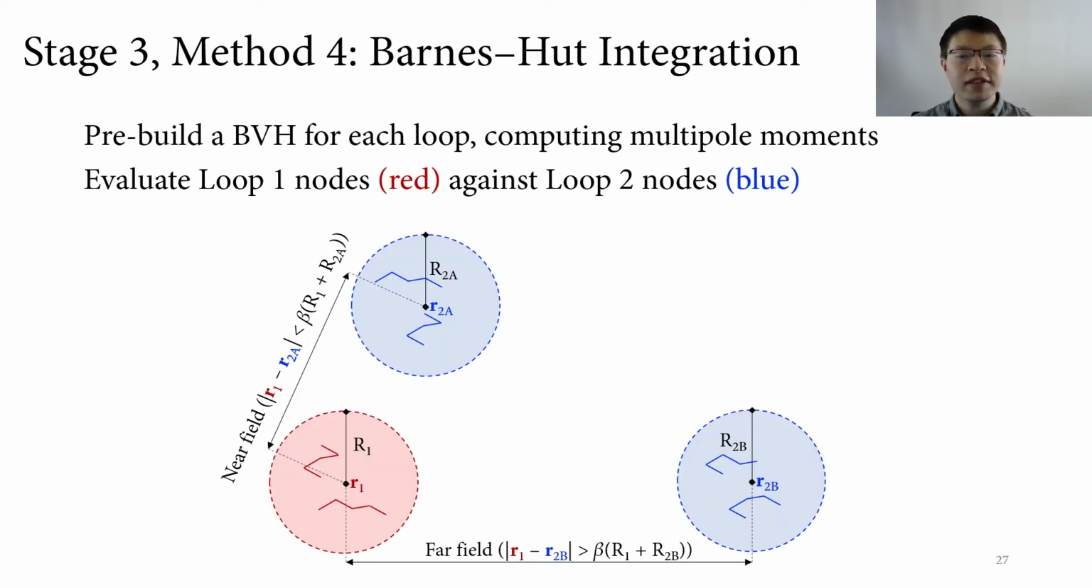The last method is Barnes-Hut integration. It's a popular n-log-n method for evaluating n-body problems. Once again, we start with the loops as polylines, and we want to compute linking numbers. We pre-build a BVH tree of segments for each loop, and pre-compute their multipole moments. Here I illustrated one node from a red loop, and two nodes from a blue loop. During evaluation time, we traverse both trees from the root down, and evaluate nodes in one loop against the other loop.